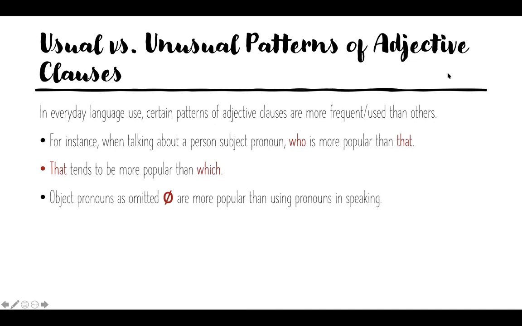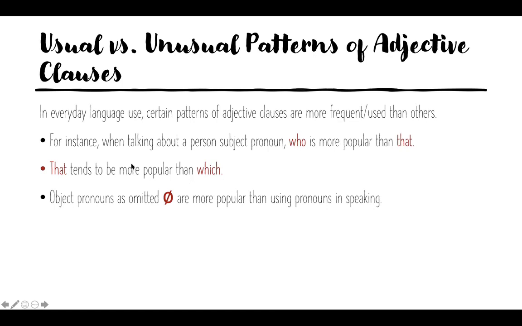Usual and unusual patterns of adjective clauses. In everyday speech, people have different ways of saying things, and certain patterns of adjective clauses are more popular or more common than others in informal everyday contexts. So for instance, when talking about a person, the subject pronoun who is more popular than the subject pronoun that. So we tend to reserve who for people.